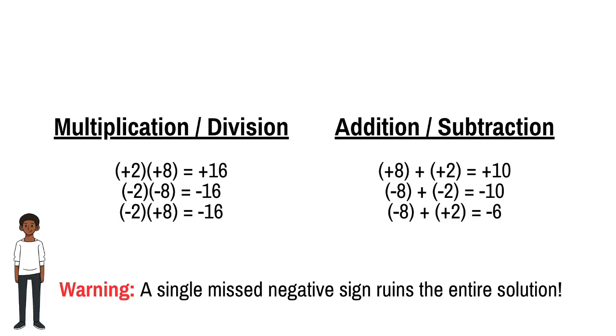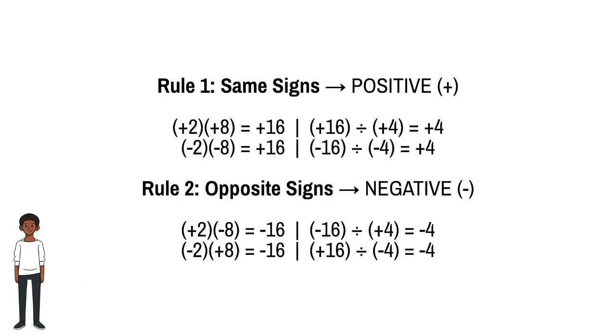Today, we're going to organize all four core operations: multiplication, division, addition, and subtraction, into clear, unbreakable rules so you never lose points to a sign error again. Let's start with multiplication and division, because these rules are the easiest to memorize.